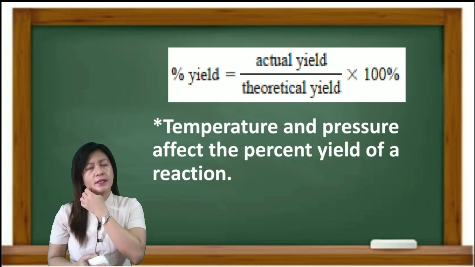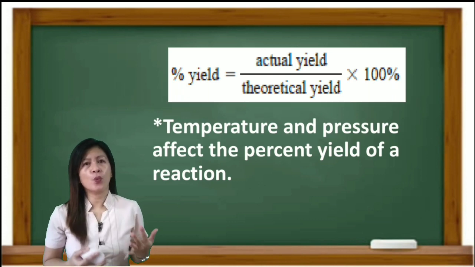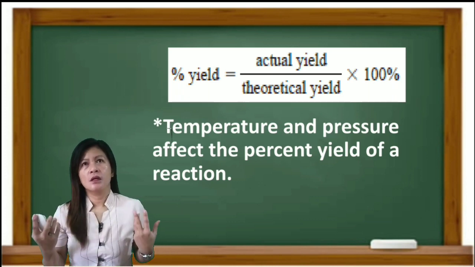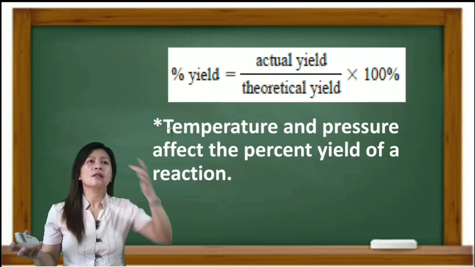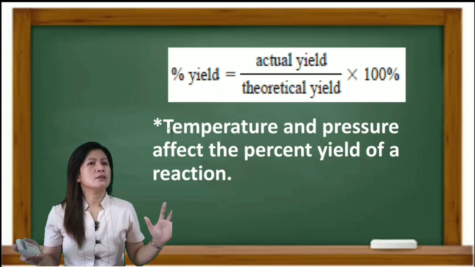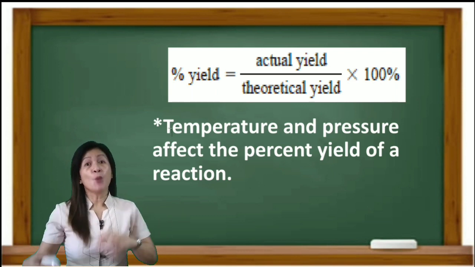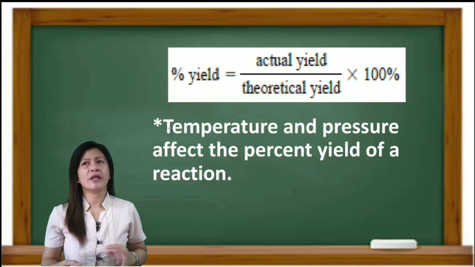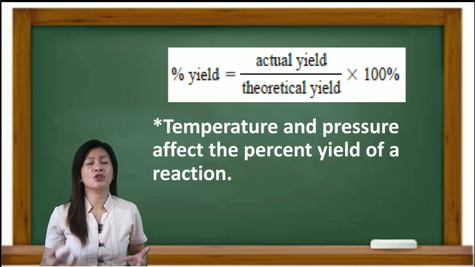Why is it that the theoretical yield is not always the same as the actual yield? Why is it necessary that the actual yield is smaller than the theoretical yield? Theoretical yield is the projected amount of product. That is the expected amount of product.